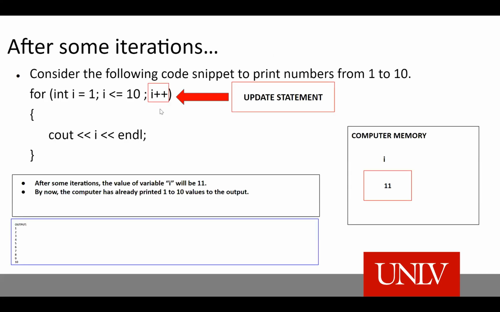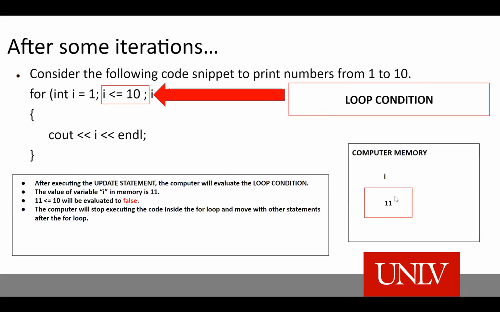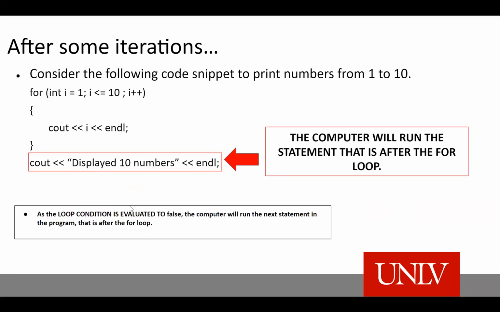Let's say after some iterations, the value of I in memory is 11. Now when the computer checks the loop condition with I as 11, 11 is less than or equal to 10, which is evaluated to false. Once this is evaluated to false, the computer will come out of the for loop. It will not go inside the for loop body, but rather executes whatever statements are there after the for loop.